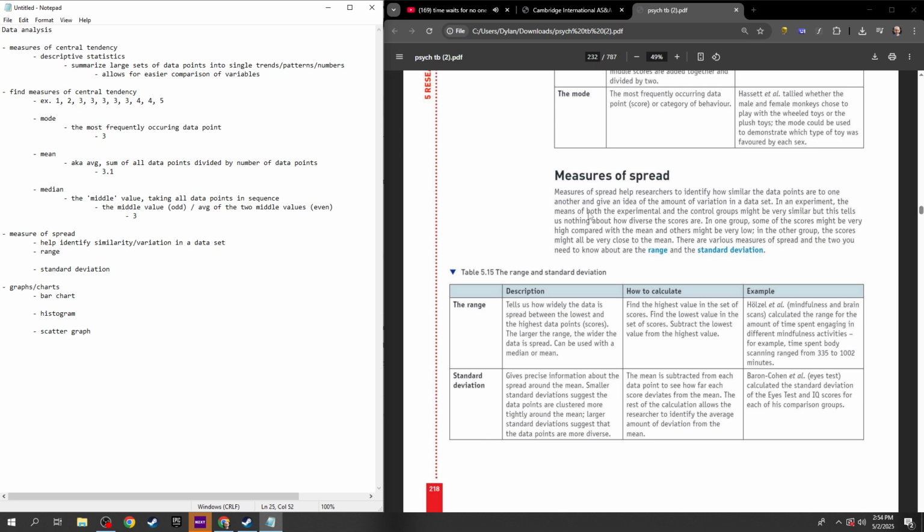Yeah, in an experiment, the means of both the experimental and control groups might be very similar, but this tells us nothing about how diverse the scores are. In one group, some of the scores might be very high compared with the mean, and others might be very low. In the other group, the scores might be all very close to the mean. There are various measures of spread, and the two you need to know about are the range and standard deviation. So, let's go over those. Range and standard deviation.